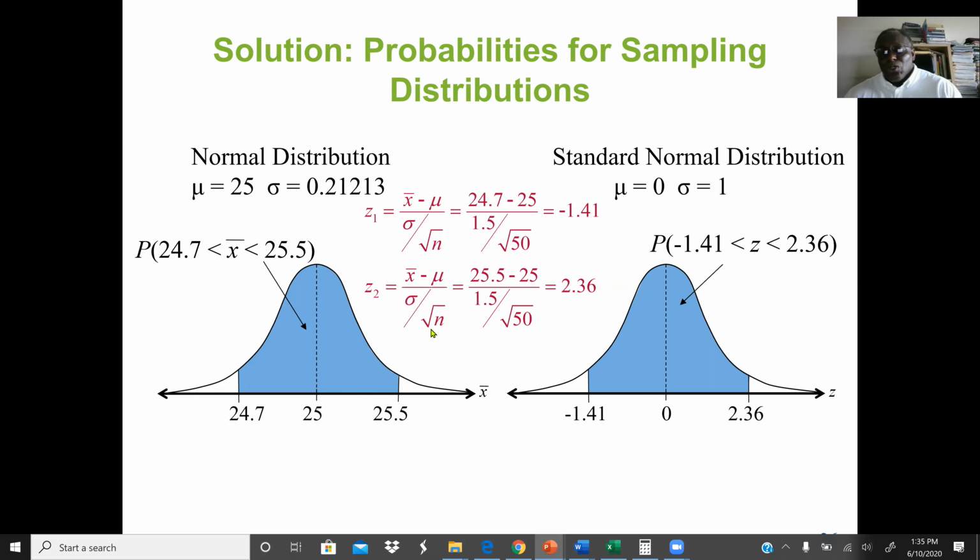Then in Z2, the second, we have X bar minus mean over standard deviation over square root of n. Again, we are using the X bar and the standard error, because here we are again dealing with a sample. So we are not using the population standard deviation, rather the standard error. So when we do this calculation, we get 2.36.